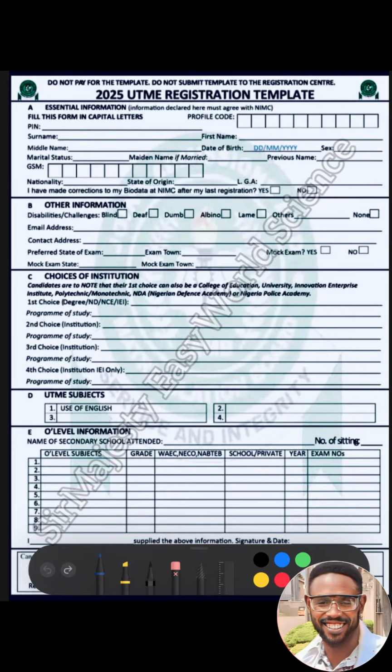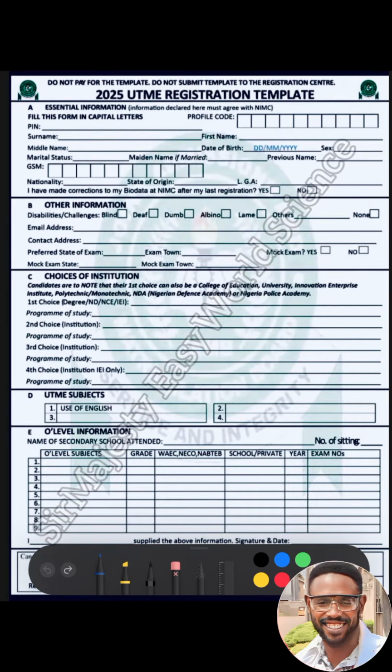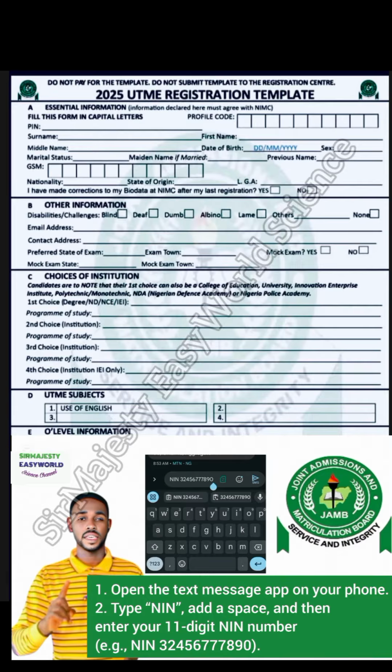In section A, we are going to be filling with capital letters. First of all, we have our profile code here. The profile code is a 10-digit number that JAMB will send to your phone number that you will use to generate the code. How do you generate the code? You need to text NIN, space, your NIN number. You send it to the appropriate number.